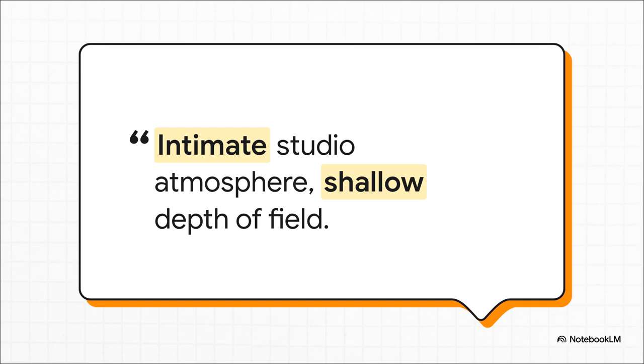The blueprint begins with 8 crucial words. Intimate studio atmosphere, shallow depth of field. With just this tiny phrase, the prompter is immediately establishing a highly specific mood and visual depth. We aren't just asking for a generic picture of a room, right? We are dictating the exact spatial relationship between the camera, the subjects, and the background. This single instruction serves as the absolute foundation for the entire aesthetic we're building today.